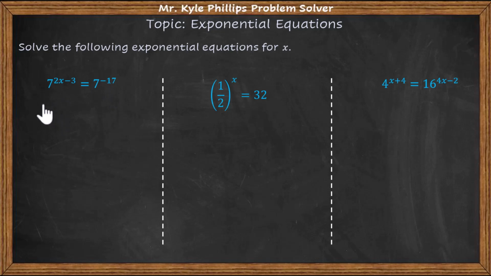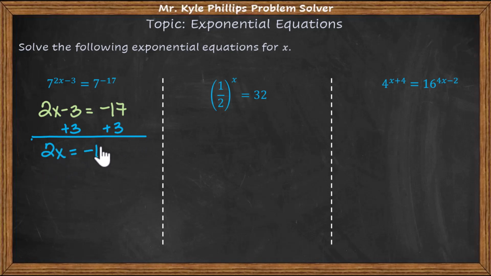So here I'm going to say this is 2x minus 3 equals negative 17, and now I'll just treat this like a two-step equation. I will add 3 to both sides. This is going to give me 2x equals negative 14. And then I can just divide by 2, and this is going to give me x equals negative 7. So the value of x here that would make these equal would be to plug in negative 7. Okay?